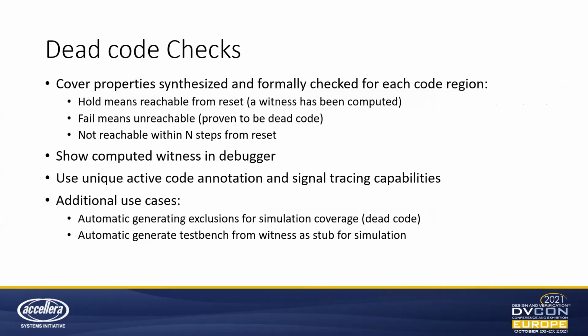All right, so now that we have completed the FSM checks, the next in line is the dead code checks. These are the checks that identify whether a code statement can actually be exercised. These are cover properties synthesized and formally checked for each code region. If you get a fail, it means it's unreachable, so it's proven to be dead code, and it also shows that it is not reachable within n steps from reset. In case it is reachable, you can see it with a witness, a trace that shows how this code is exercised. And you can leverage the unique code activation annotation and signal tracing capabilities to identify how this is being triggered.